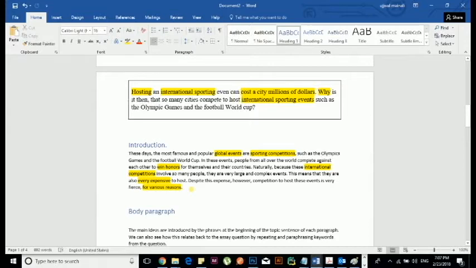In the introduction, you need to give a clear position for your essay, whether you agree or you disagree. Let's paraphrase the question being asked in your introduction. These days, the most famous and popular global events are sporting competitions such as Olympic, and you can read all this. The key point while paraphrasing the introduction is global events. That is to say, international sporting has been paraphrased.